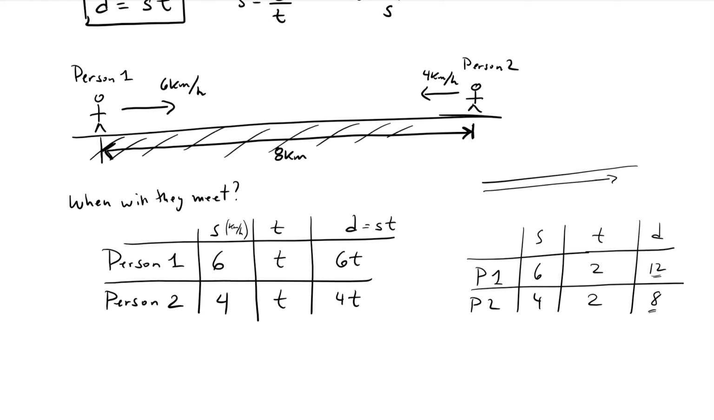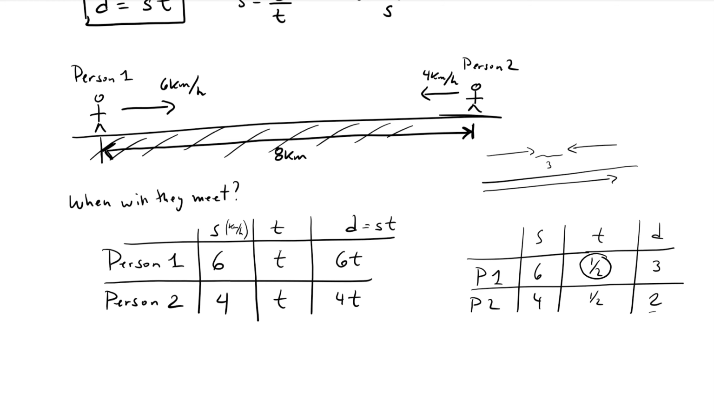If I shrink it down to half an hour, does that work? Half an hour would mean the first person's going to walk 3 kilometers and the other 2 kilometers. In that situation, they haven't met yet. They're closer to one another. In fact, they've traveled together 5 kilometers, so there's still 3 kilometers between them. So the answer is somewhere between those, but let's try to get this using a systematic way.